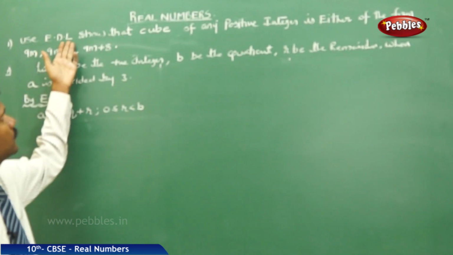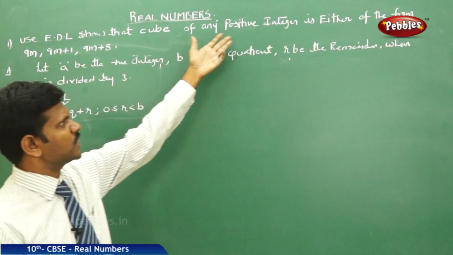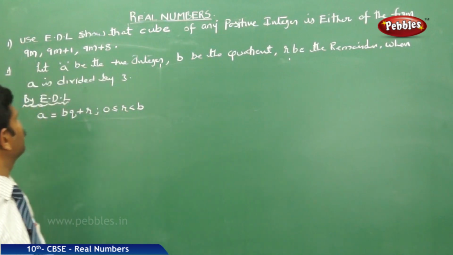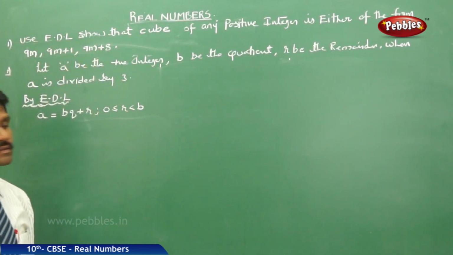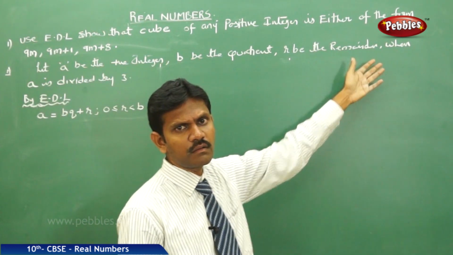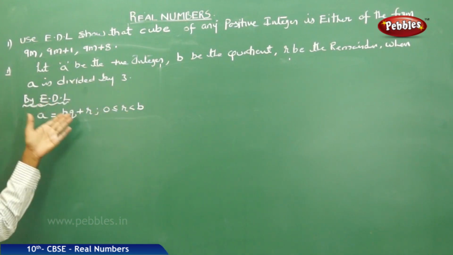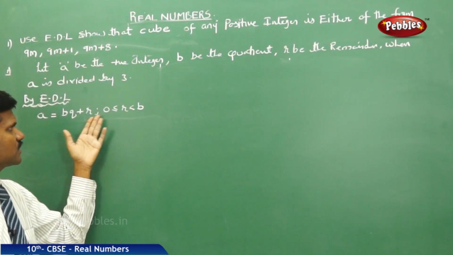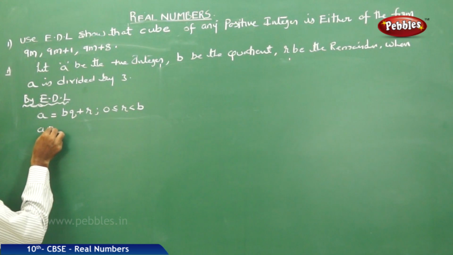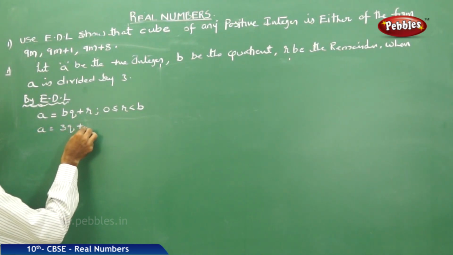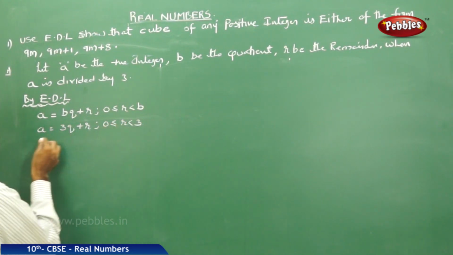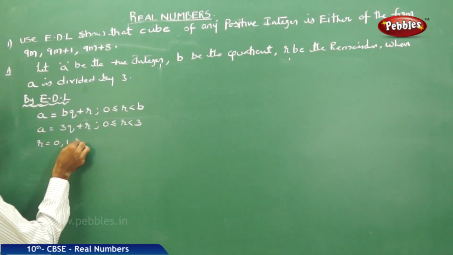See your next problem. Use the EDL. Show that the cube of any positive integer is either of the form 9m, 9m plus 1 or 9m plus 8. Let a be the positive integer, b the quotient and r the remainder when a is divided by 3. Then by EDL, a is equal to bq plus r, 0 less than or equal to r less than b by definition. Now a is equal to 3q plus r, 0 less than or equal to r less than 3. That is, r is equal to 0, 1, 2.